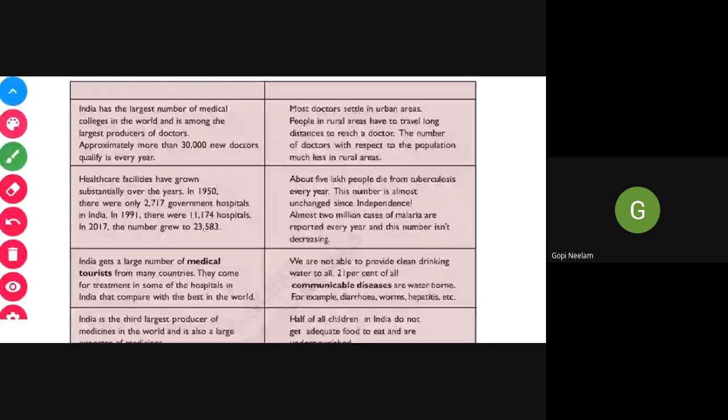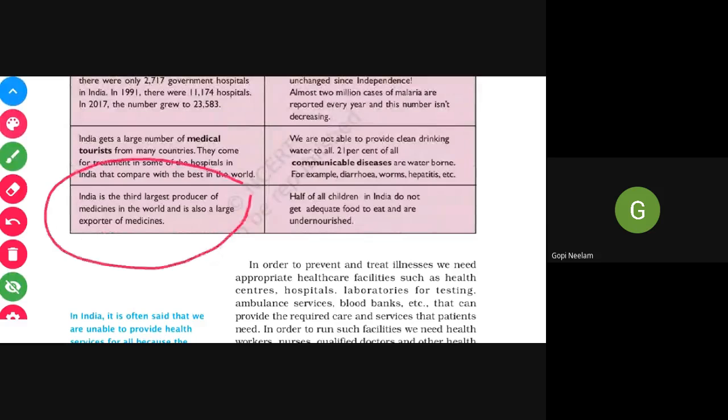At the same time, it is saying that India is the third largest producer of medicines in the world and is also a large exporter of medicines. We discussed the case of the US during the corona lockdown. They requested India to provide some medicine, and our country also provided some medicine. So our country is in third position out of many countries manufacturing a lot of medicine.